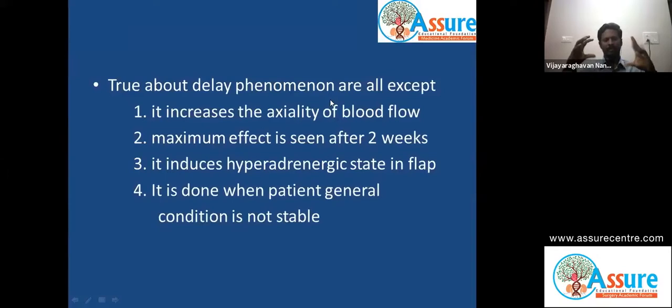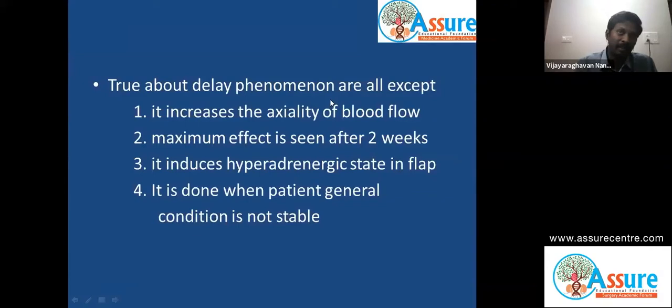But the most accepted theory is the unified theory, which combines all these factors, and it has nothing to do with the general condition of the patient. Okay, it is done just to include the potential area of the flap into the flap so that it can be elevated without causing necrosis. Okay, so this delay phenomenon, you will not be needing it for a general surgeon, but in plastic surgery you might get this.